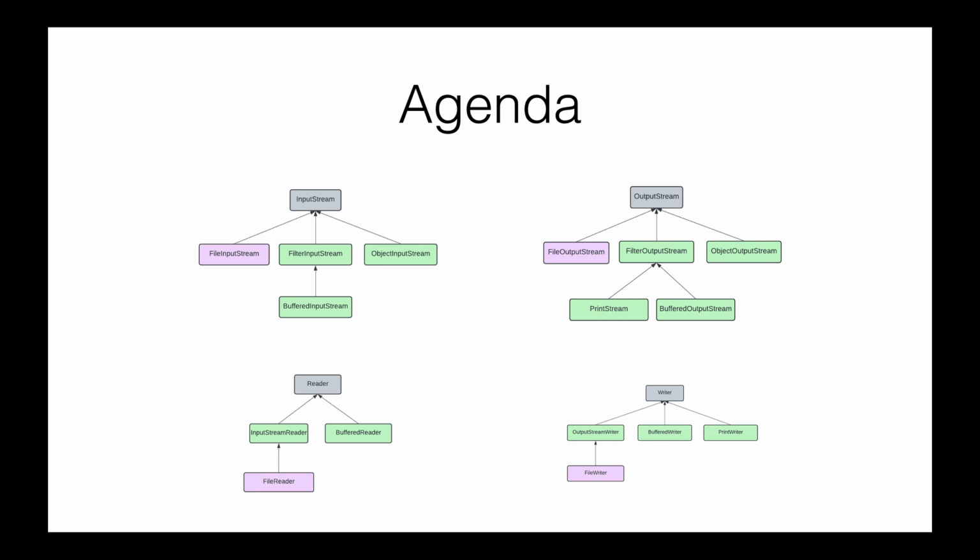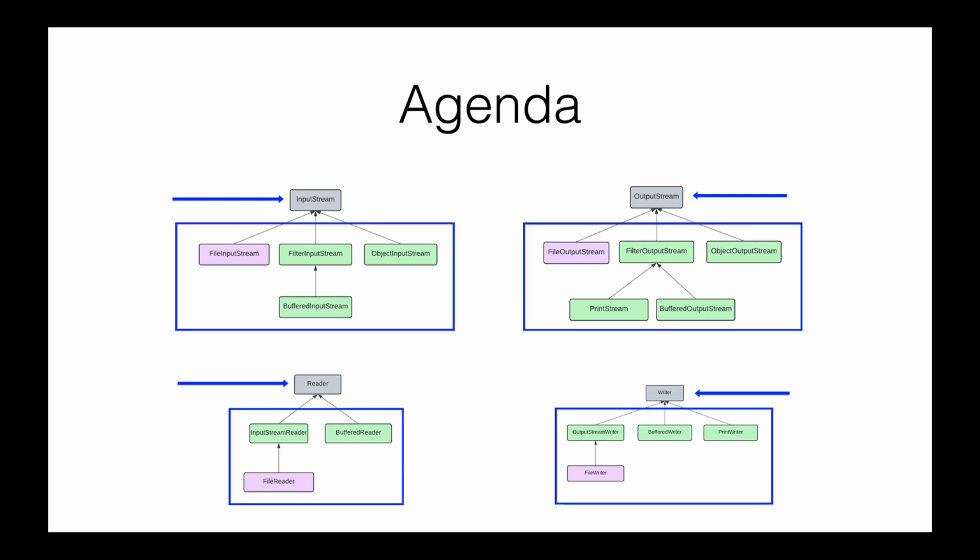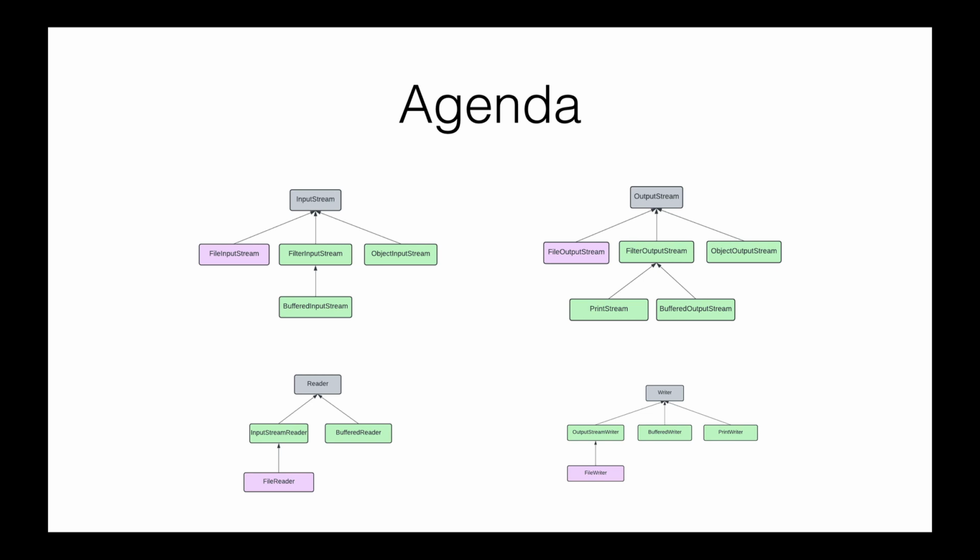So we have four abstract classes. So we have readers and we have writers. What we are going to do in this session is look into the methods that are present in these abstract classes, and then the corresponding concrete classes that extend the abstract classes will have all those methods. So it's important to know those common methods, which is what we will discuss.